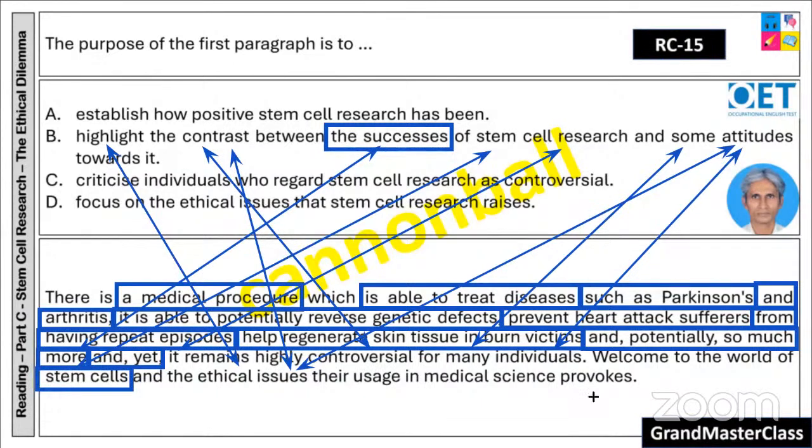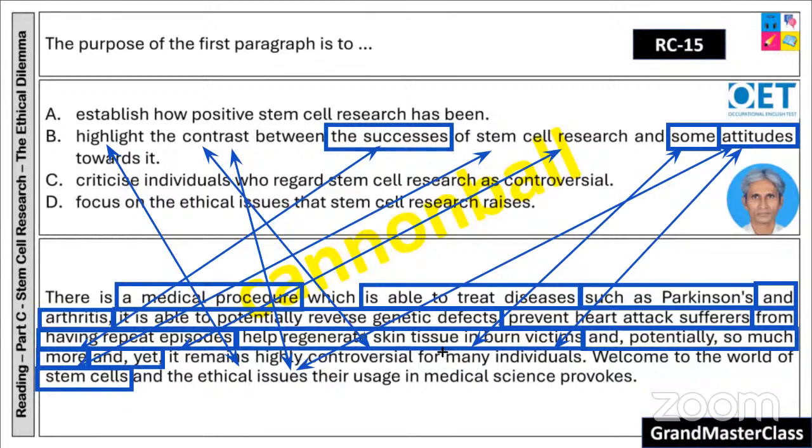Stem cells, using stem cells, the research of stem cells. So you can see everything is success here, success, success, success. And some attitudes, many people differ.